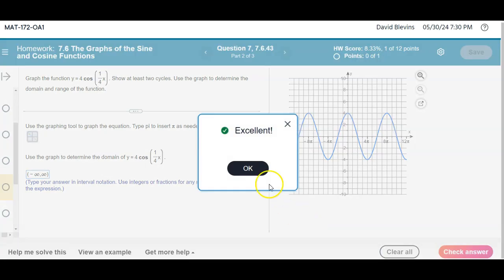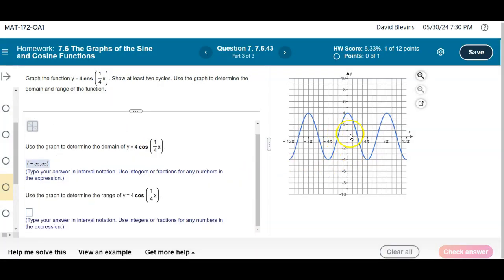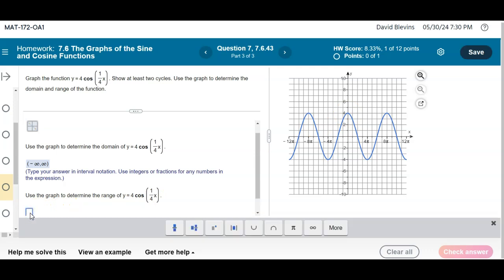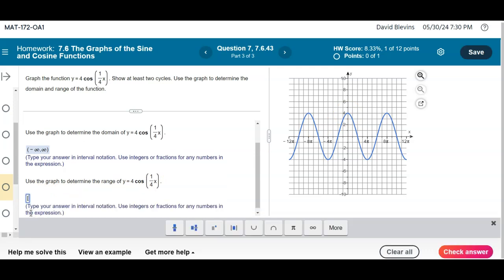So there's my domain. But the range is limited because, looking at the y-axis and looking left and right, you see there are places that don't have any graph. So this is limited to between -4 and +4. Those are included, so we do need the square brackets for this. So that's -4 to 4, closed with a square bracket as well.